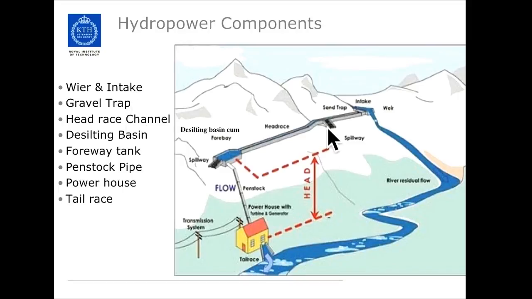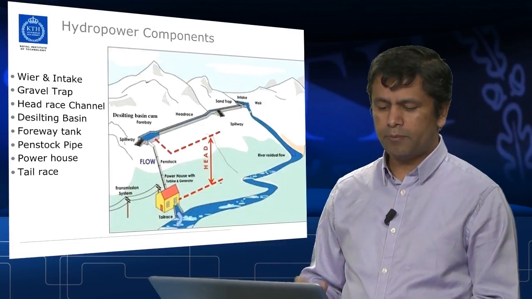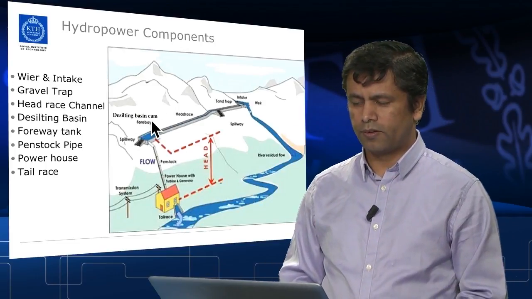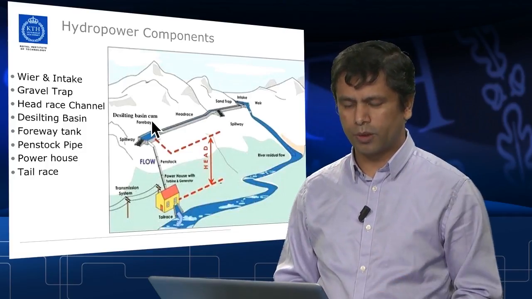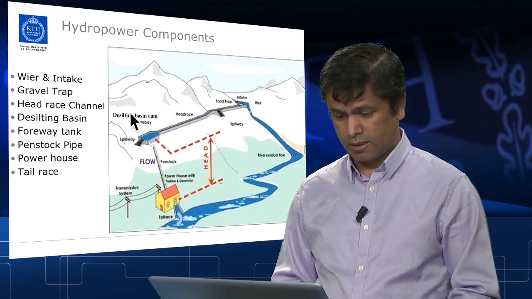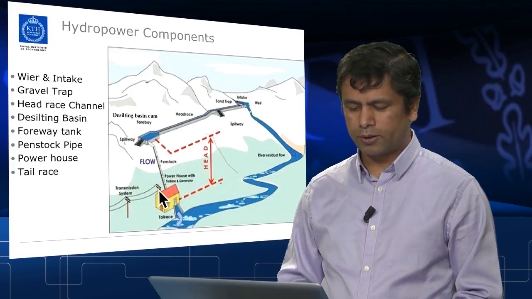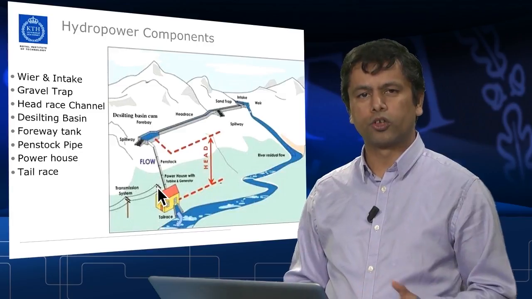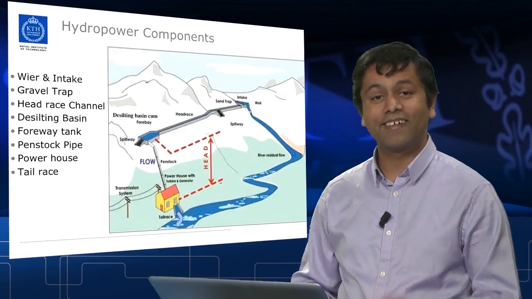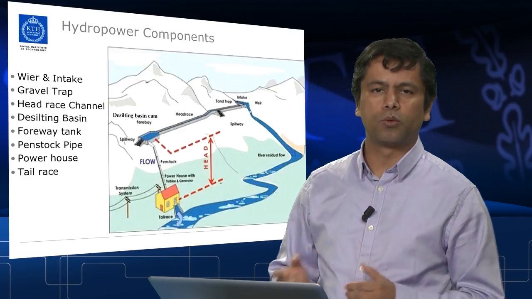And normally these intakes are coupled with a gravel trap, and in the gravel trap you try to settle down the big particles and sand coming in with the water. Then the water is carried to the powerhouse through the headrace channel up to the desilting basin or forebay tank. The desilting basin is mainly designed for settling down the silt particles coming with the water, and then the water is passed through the penstock pipe to the turbine. The powerhouse houses the turbine, generator and other control equipment. And the tailrace takes the water back to the river.